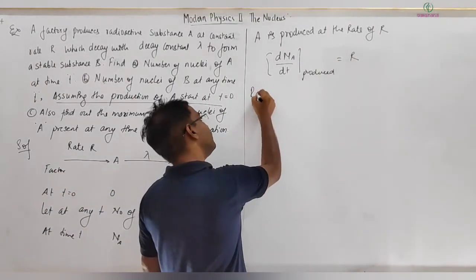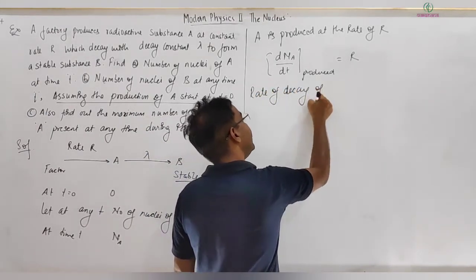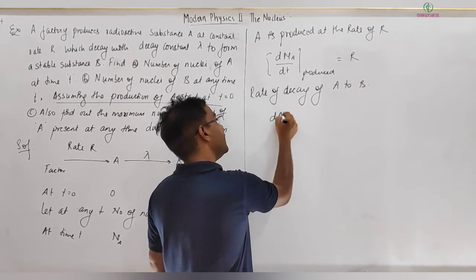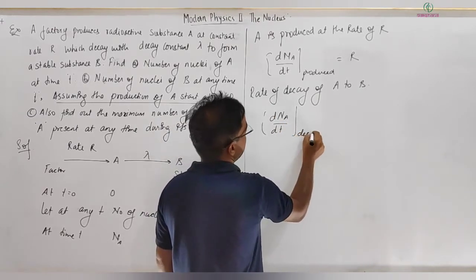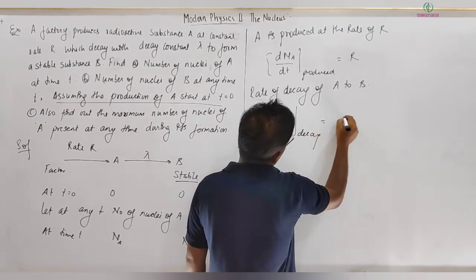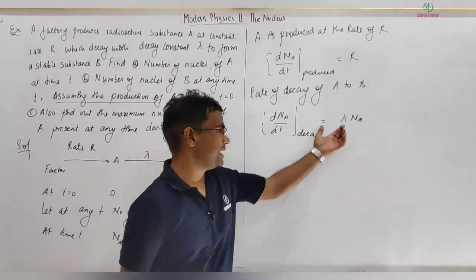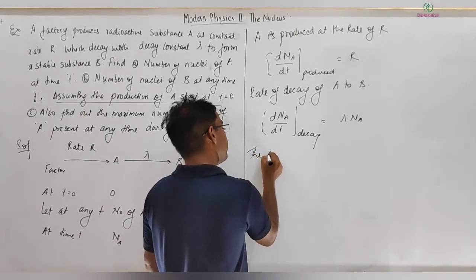So the rate of decay of A to B, I can write as dNA/dt. This rate of decay is equal to what? Lambda times NA. It will be negative because it is decreasing.